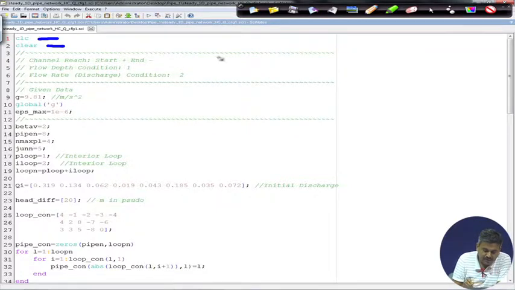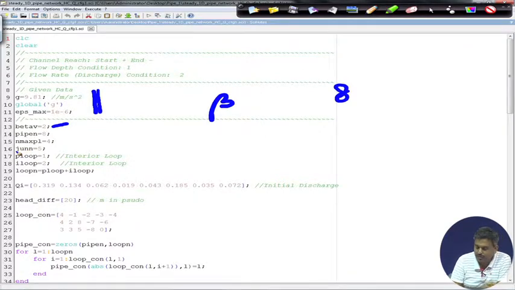This was there for GVF, but we will not utilize it. This is the given data: G is 9.81 global, EPS max, required for convergence, 1 into 10 to the power minus 6, beta value is 2, pipe n is the pipe number. We have 8 pipes. The maximum number of pipes connected to a particular loop is 4. This is required for the loop connectivity matrix that I have discussed already.